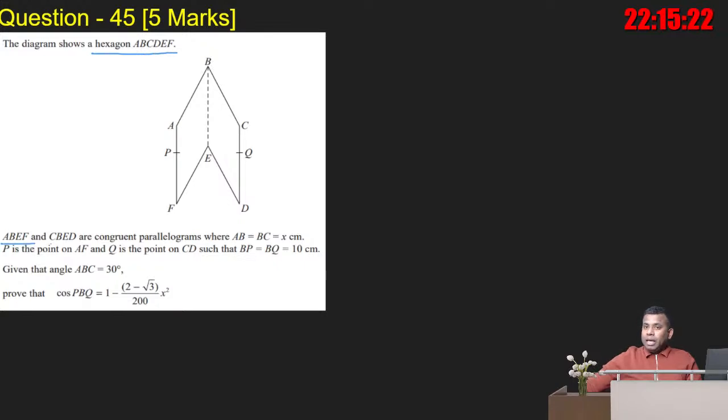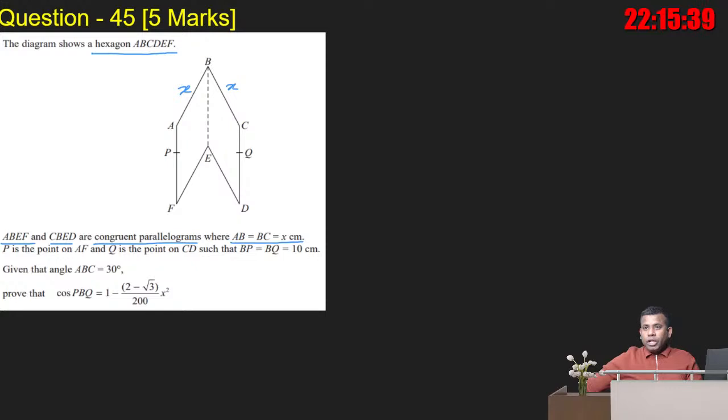ABEF and CBED are congruent parallelograms. Congruent means exactly identical. AB equals BC is x. So AB is x, BC also x.